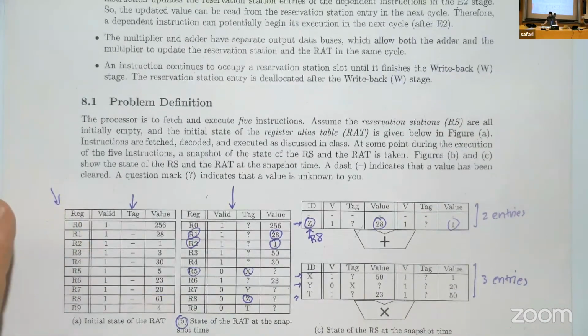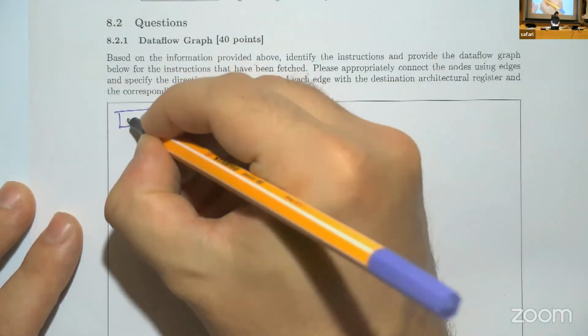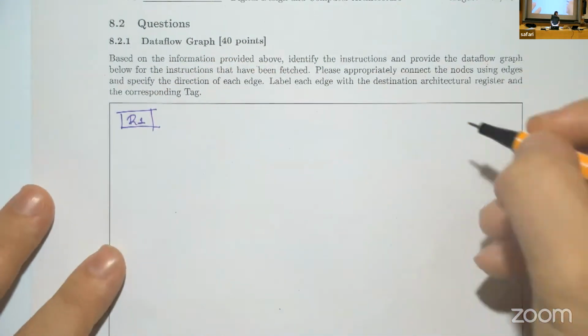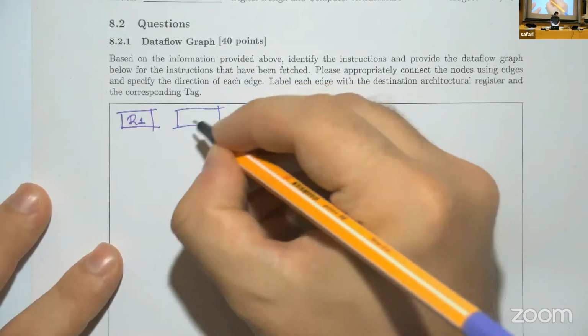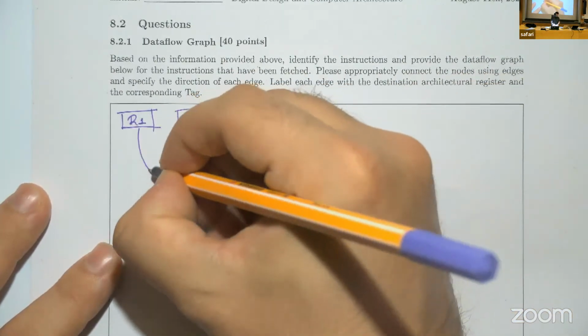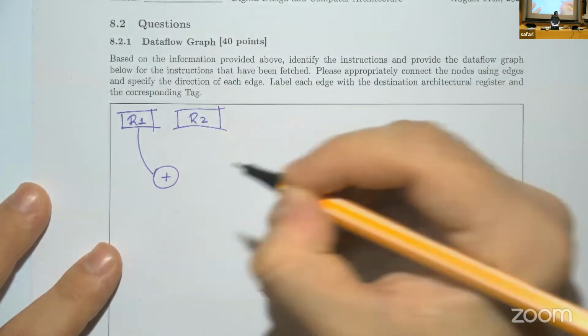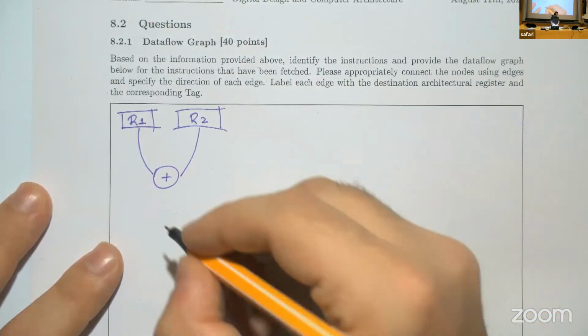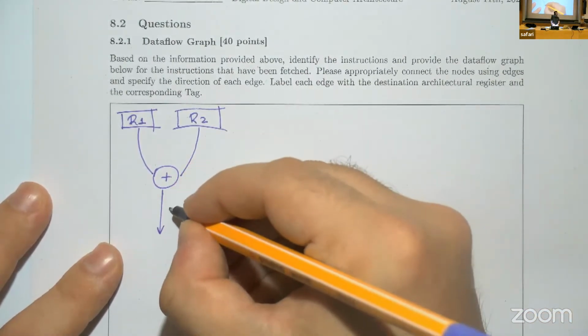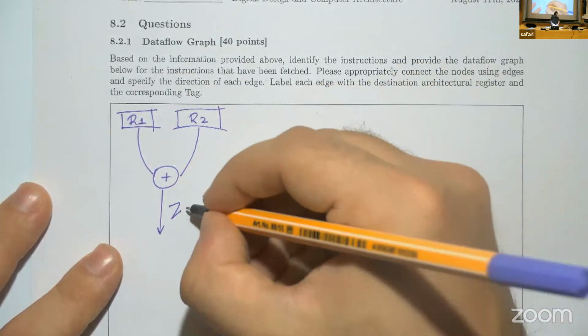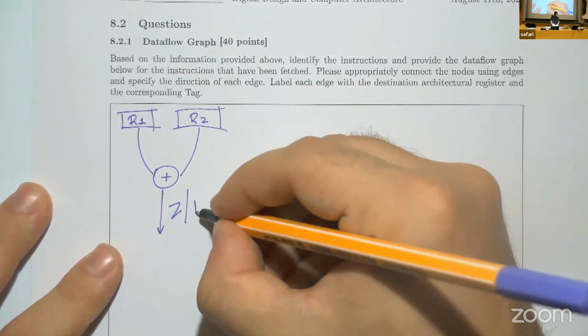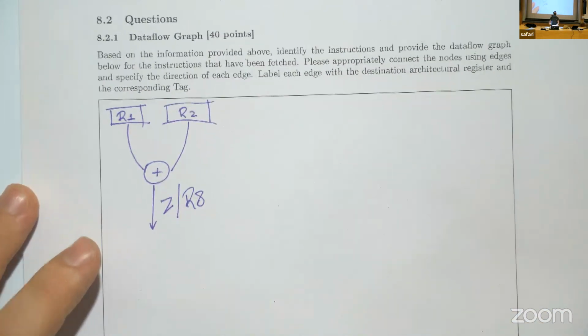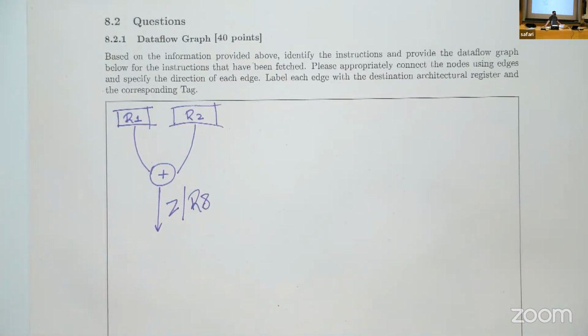So the first thing you could do in the data flow is the following. Start with the most simple one. You have a node, which is the register R1. Then you have the register R2. And you create a data flow, right? So you have a plus. And what is the outcome of this? The outcome is the tag, which is Z, and the destination register, which is R8. Is everyone okay with that? Okay.